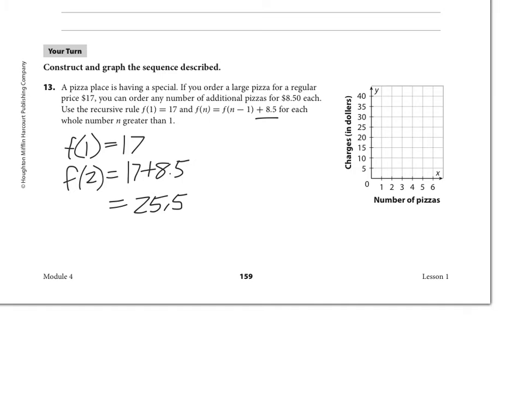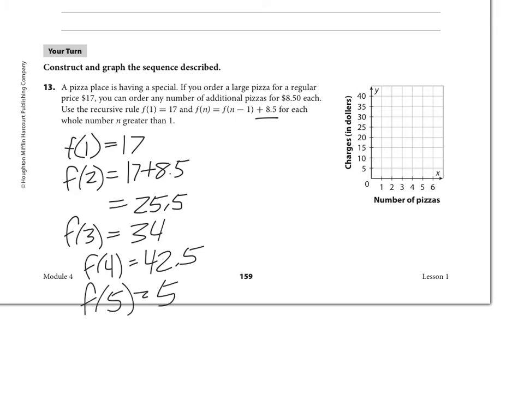Okay, now, how many of these do I need to do? Well, that's where I need to look at my graph. I have 6 here, so I need to go up to 6. So I need to do this 6 times. Now again, with the recursive rule, you can't use the calculator. So we do f of 3. I add 8.50 to 25.5, and that gives me 34. Then f of 4, add 8.50 to that, I get 42.5. F of 5, add 8.50 to that, and I should get 51.